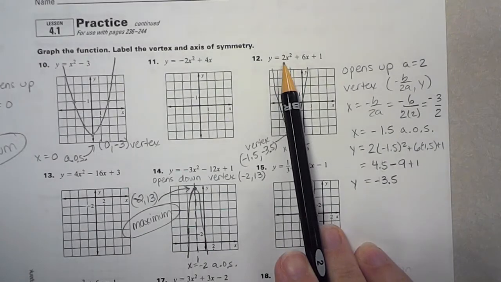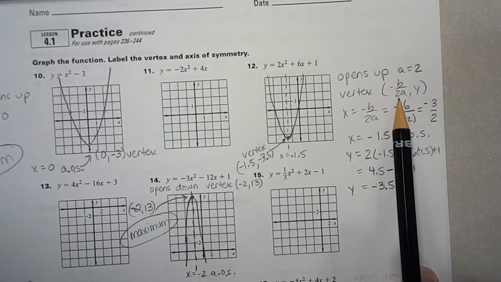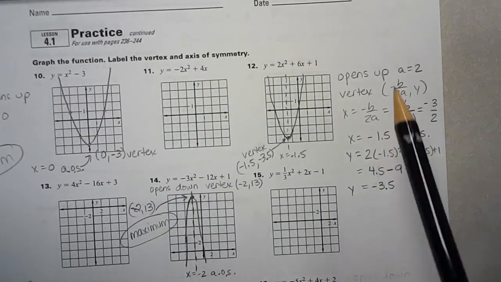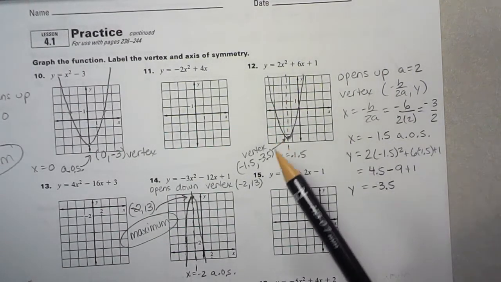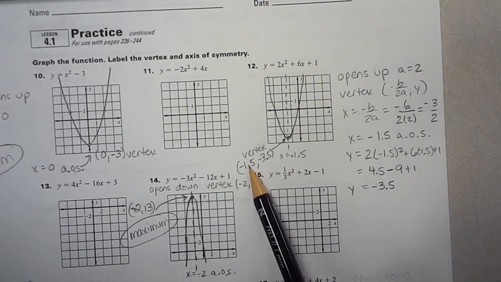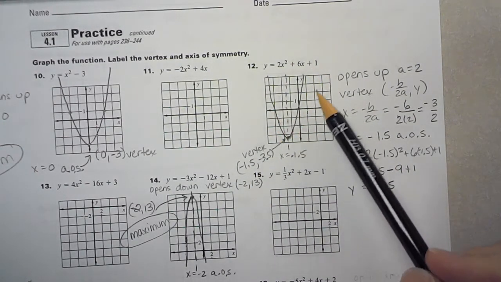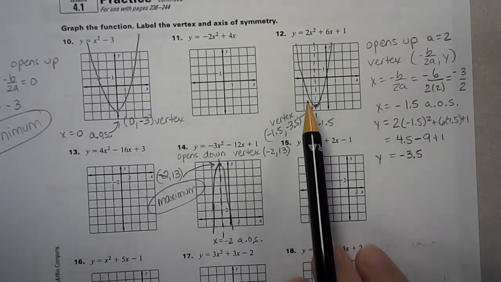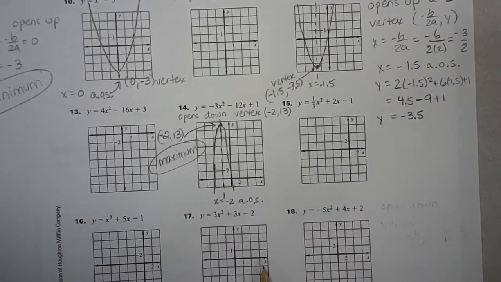Here we know it opens up because this is positive. We use our same formula to find the axis of symmetry and also our x value at the vertex. In this case, it happens to be negative 1.5. So we draw our axis of symmetry of negative 1.5 here. And then we solve for y using x is negative 1.5, and we get our vertex. And then we choose 1 point on one of the sides and solve, and then go ahead and draw our parabola. Here we know this is a minimum because the parabola opens up.